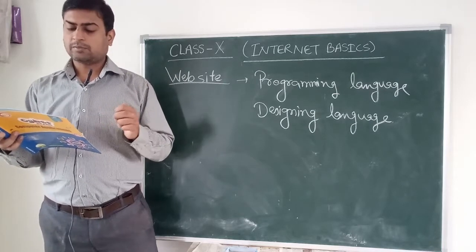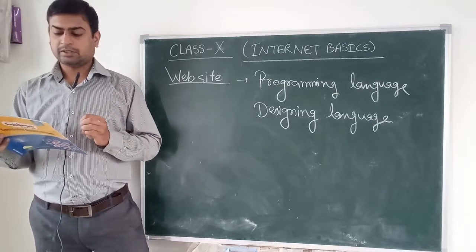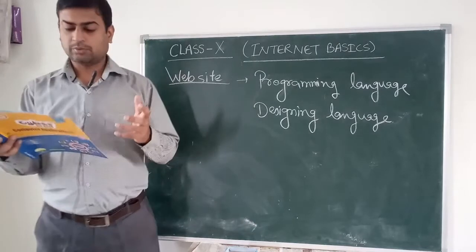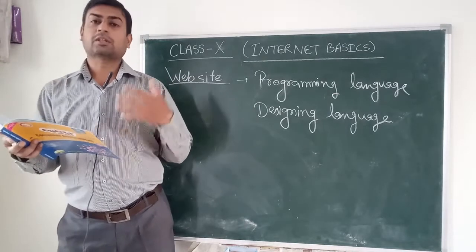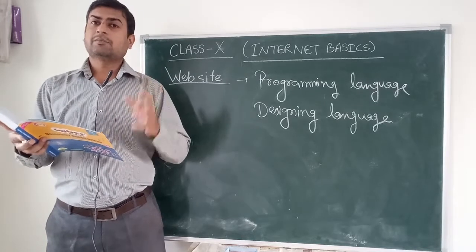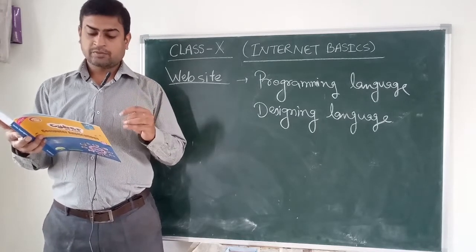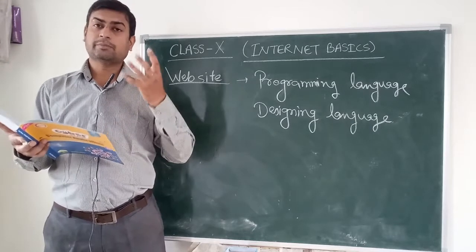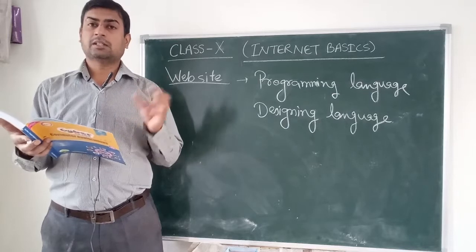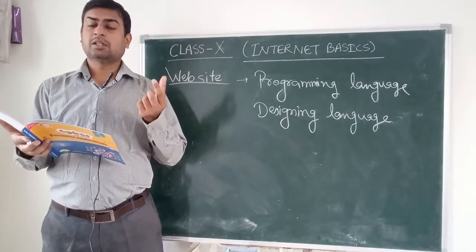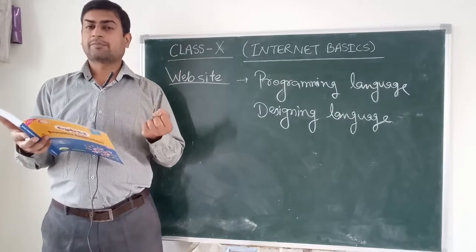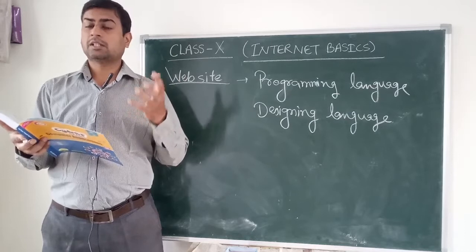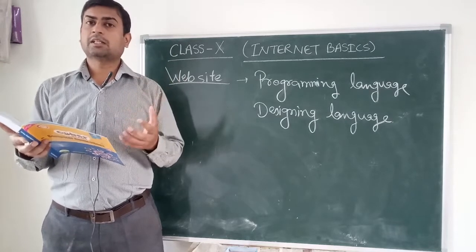ICANN, Internet Corporation for Assigned Names and Numbers, has designed a system to provide a unique address to each computer in the form of numbers or characters. Means every computer is having a name and every computer is having a number also. So it is tough to remember numbers. So we are assigning some names to recall them back. So this is very easy for us to remember the names. So we are not learning the numbers, we are just keeping the names with us.